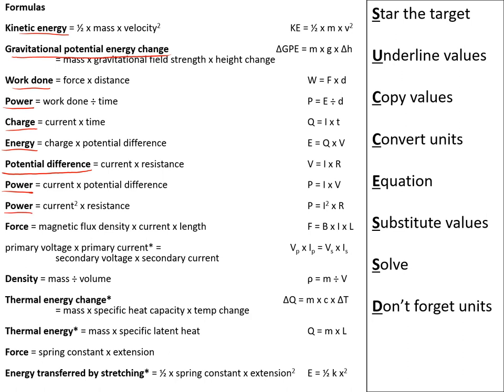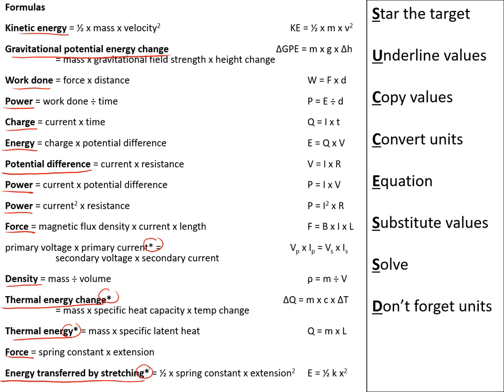Power also equals current squared times resistance. Force equals magnetic flux density times current times length. Primary voltage times primary current equals secondary voltage times secondary current. Density is mass divided by volume. Thermal energy change is mass times specific heat capacity times temperature change. Thermal energy is mass times specific latent heat. Force is spring constant times extension, and the energy transfer by stretching is half times the spring constant times the extension squared. And just note these stars, the ones with the star are the ones that are in the formula sheet, and so you don't need to memorize them.